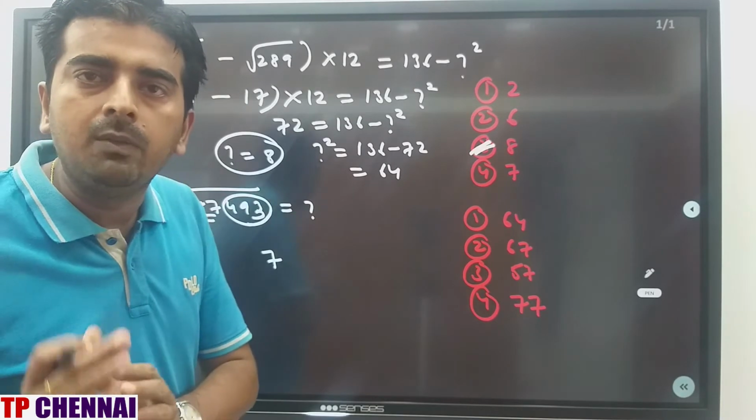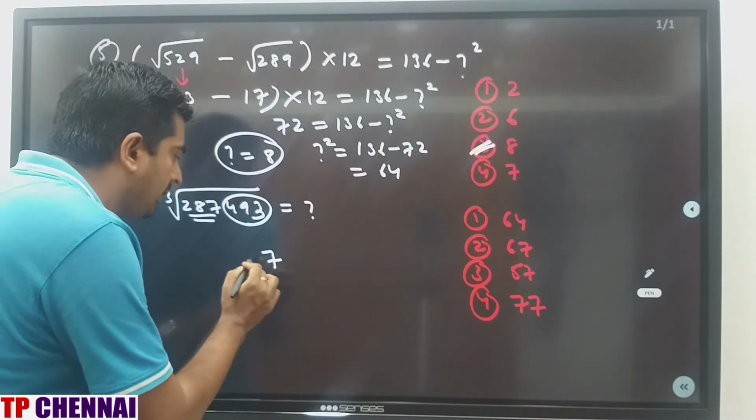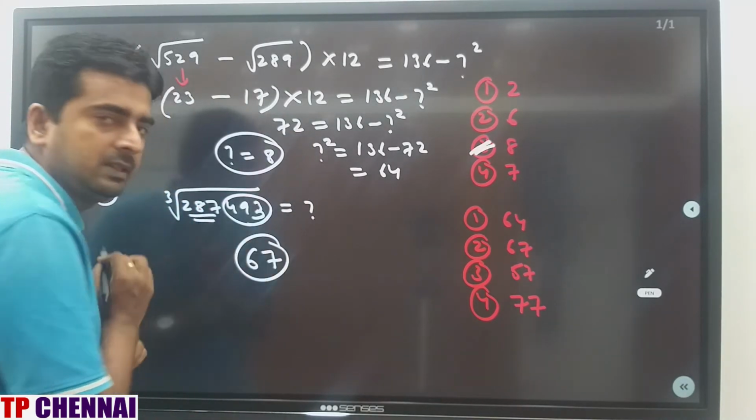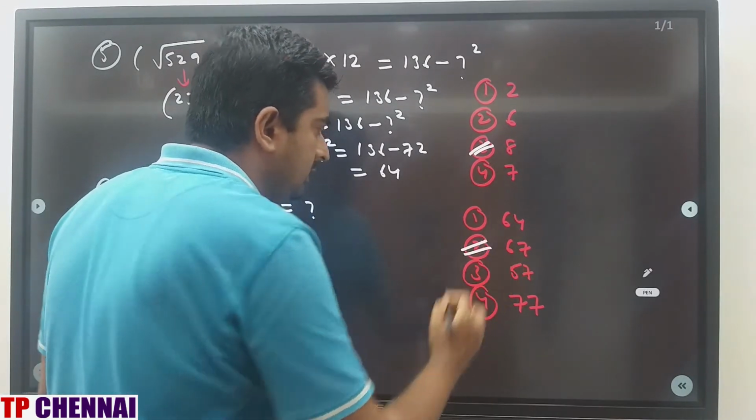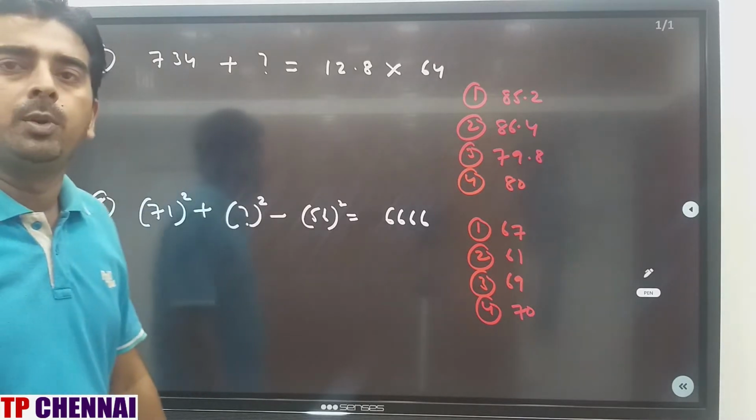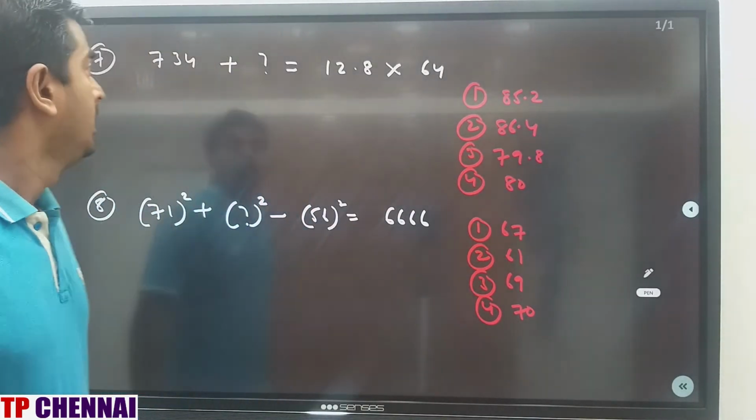Of 6 and 7, which is the least number? 6. Always write the least number. So my answer is 67, not 77, which is also an option. My answer is 67. So I hope you are clear with the 6th one. Now we will see the 7th one.